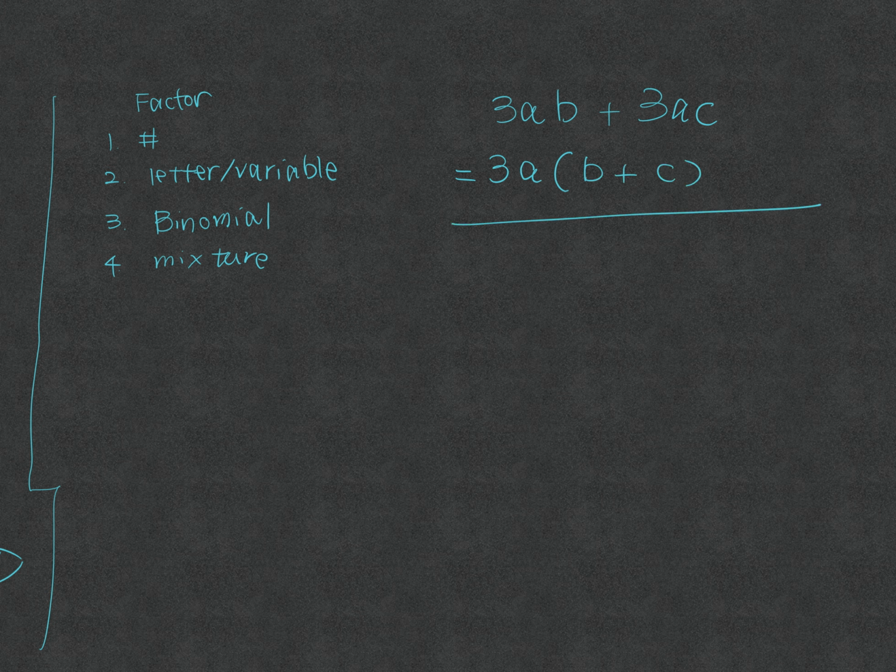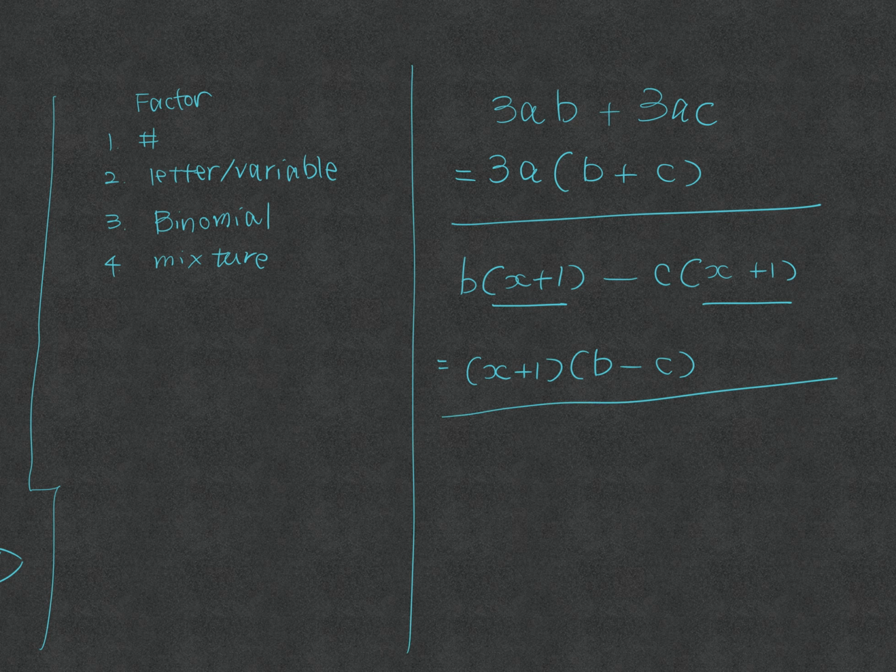Or sometimes we have b times (x plus 1), minus c times (x plus 1). So this time the common factor is going to be x plus 1, which is like this. So now we take out this binomial, because there are two terms, so we call it a binomial. So we got b minus c at the end.